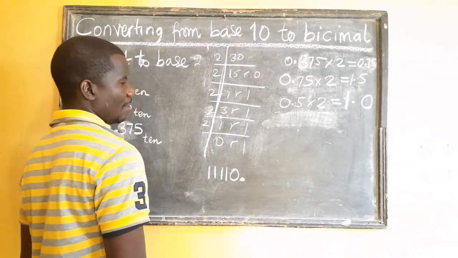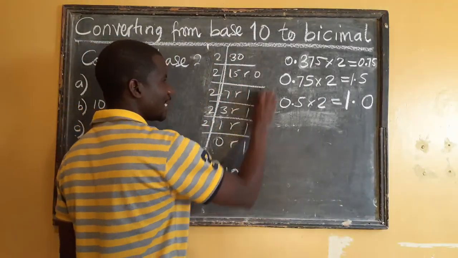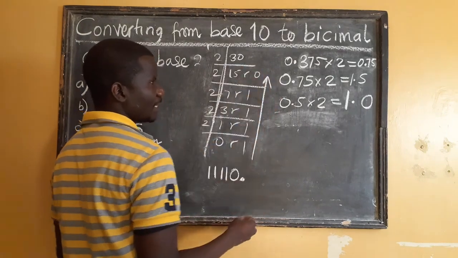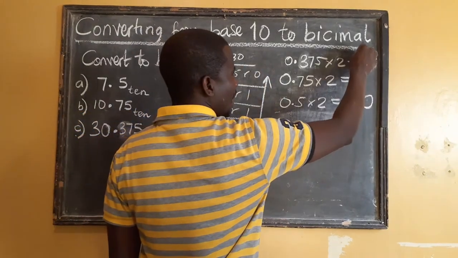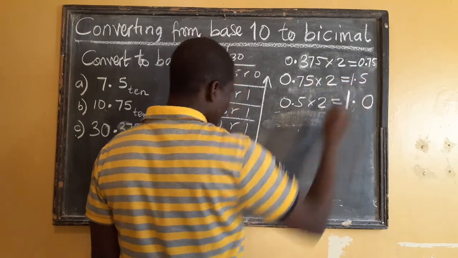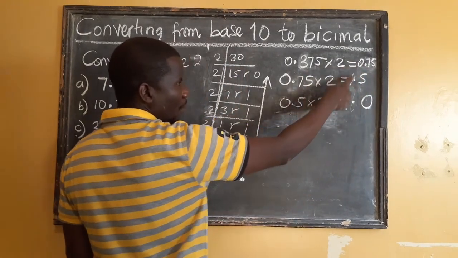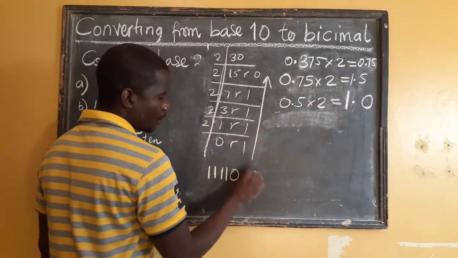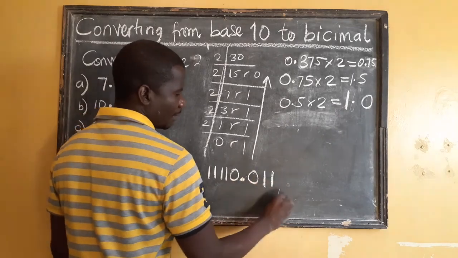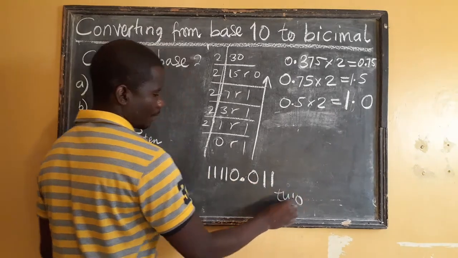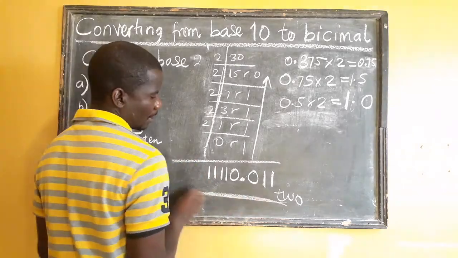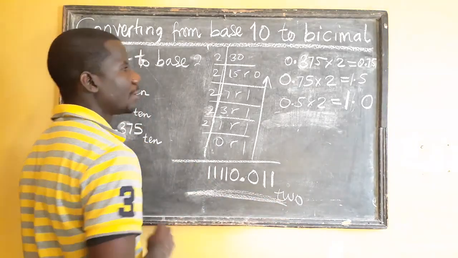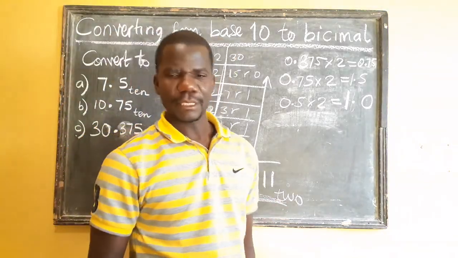Okay? And we were getting our answer this side going up of the remainders. Here, we'll get our answer coming down of the whole numbers. So what we have? We have 0, 1, and 1. So it's 0, 1, and 1 in base 2. Alright? This is what we are supposed to do.